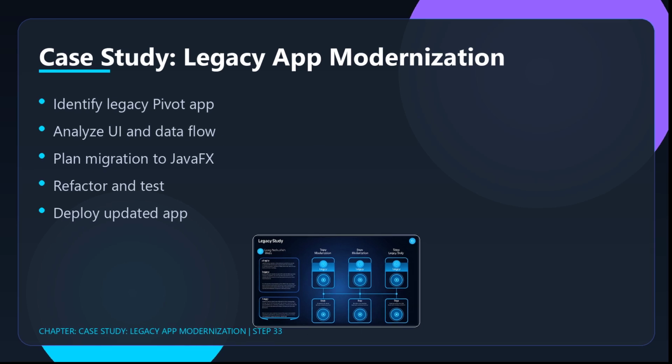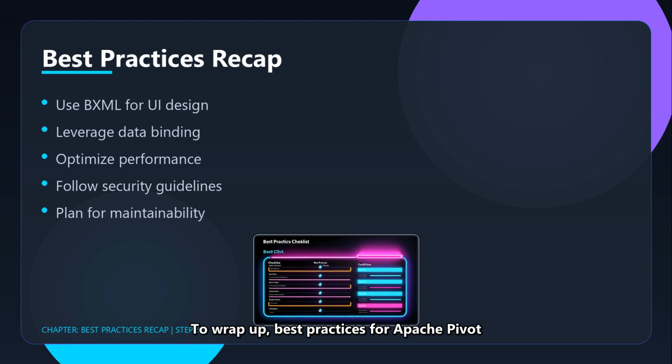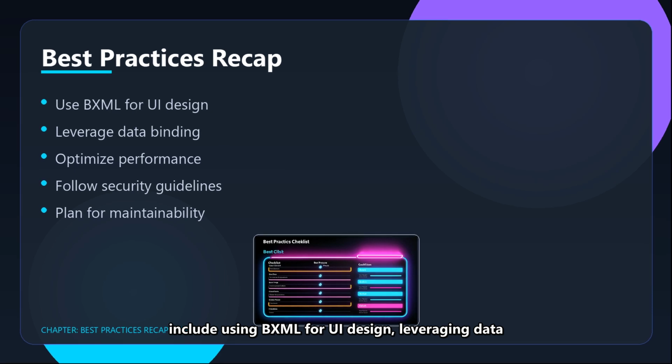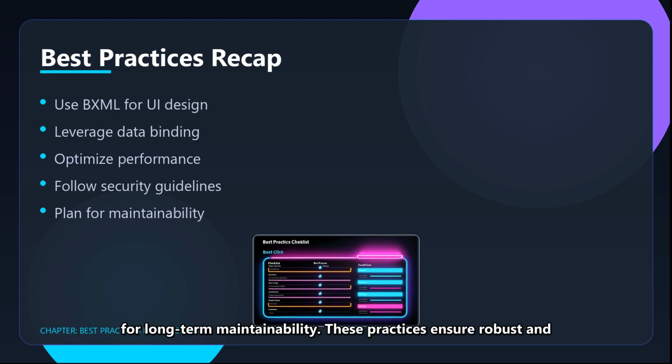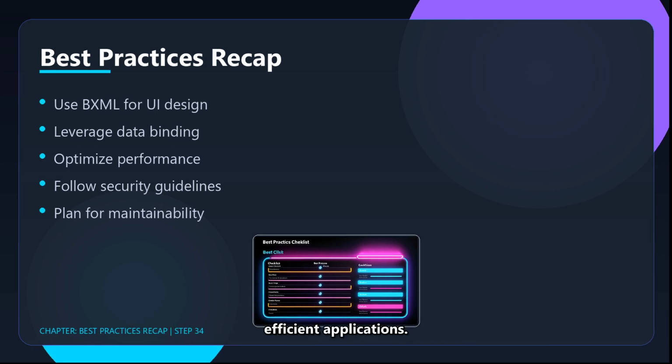To wrap up, best practices for Apache Pivot include using BXML for UI design, leveraging data binding, optimizing performance, following security guidelines, and planning for long-term maintainability. These practices ensure robust and efficient applications.